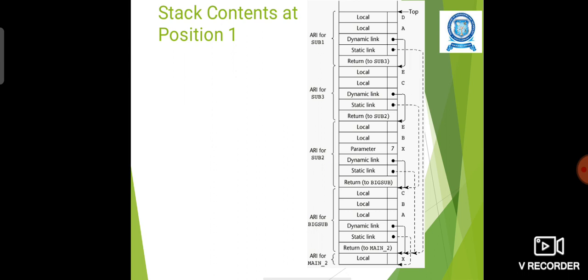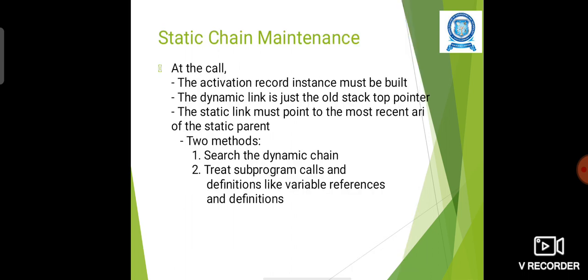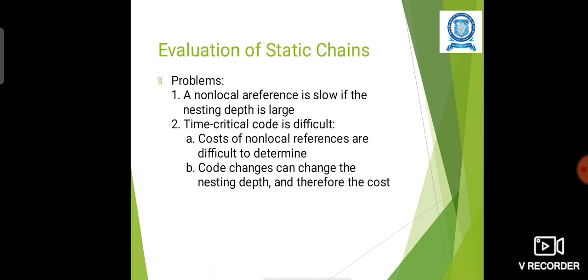Here is an example of the activation record for the previous example. The subprograms are big sub and main2. Main2 calls big sub, which calls sub2, sub3 and sub1 in a sequential manner. The activation record instance must be built. The dynamic link is just the old stack top pointer. The static link must point to the most recent activation record instance of the static parent.